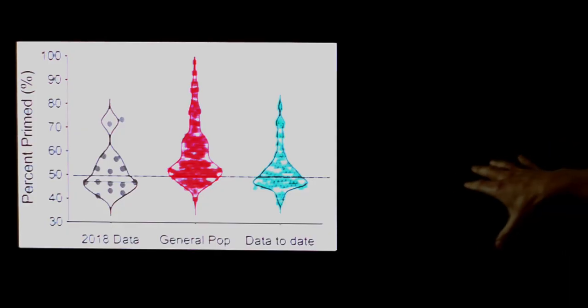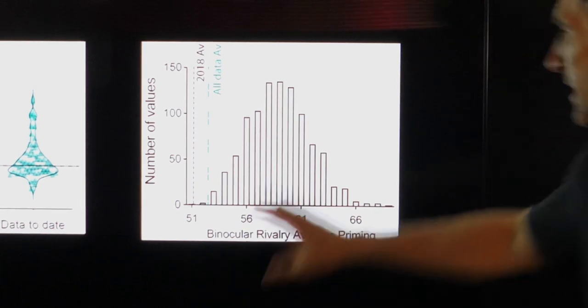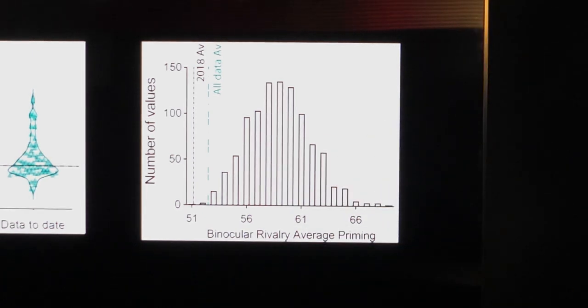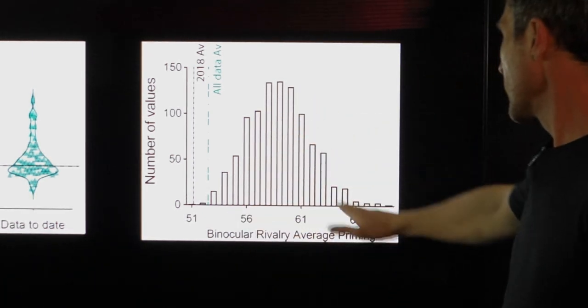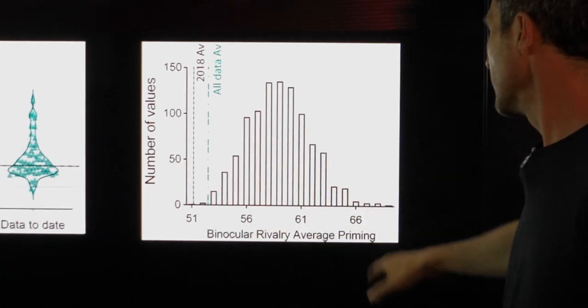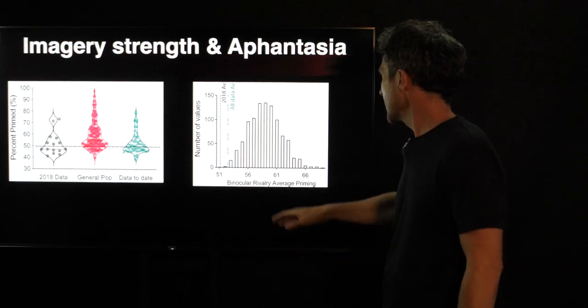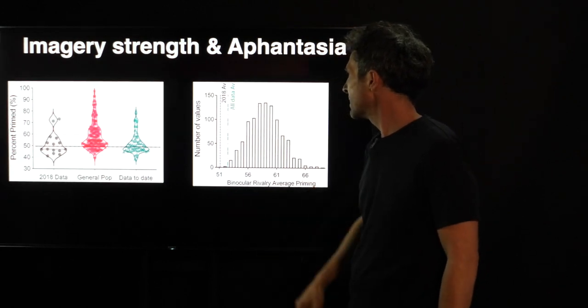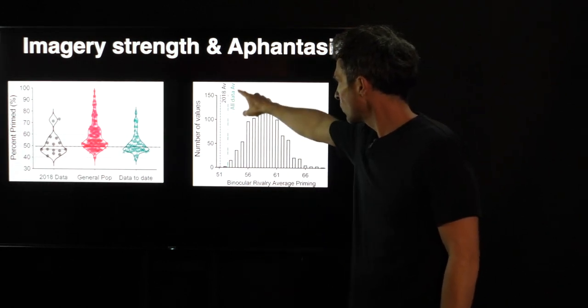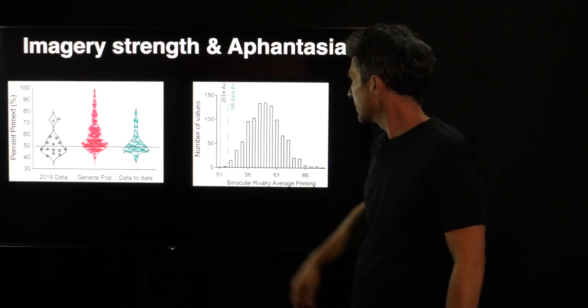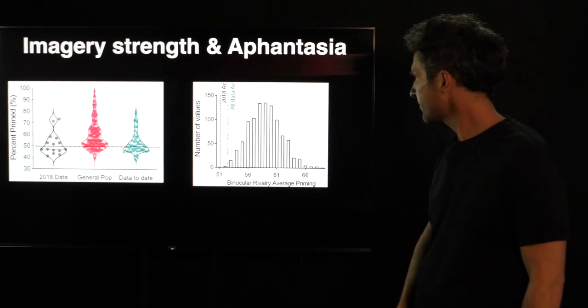Here's an update on that data in the turquoise color, and that's all the individuals with aphantasia we've measured using this binocular rivalry method so far. Again, the mean is still sitting around 50%. And here you can see a histogram showing the normal population, with the distribution around to 60%, I think. You'll see our original 2018 paper using this method is here, and all the data we've tested is just slightly above that.